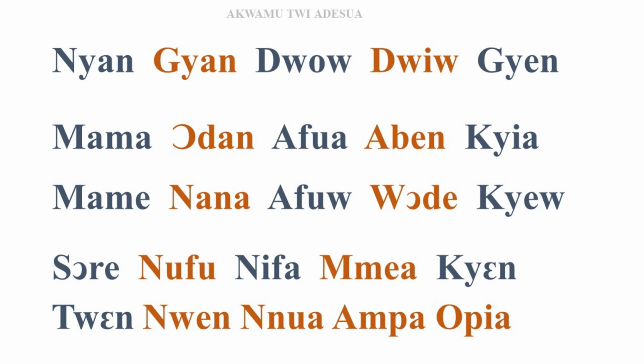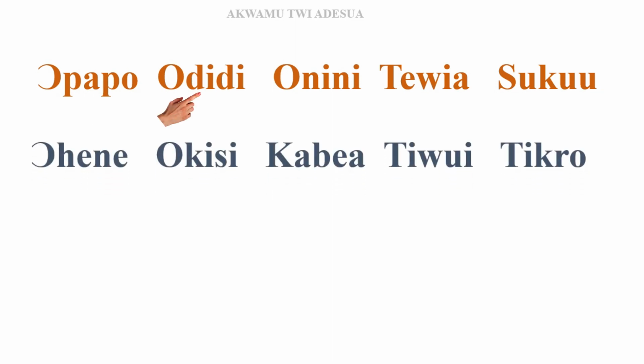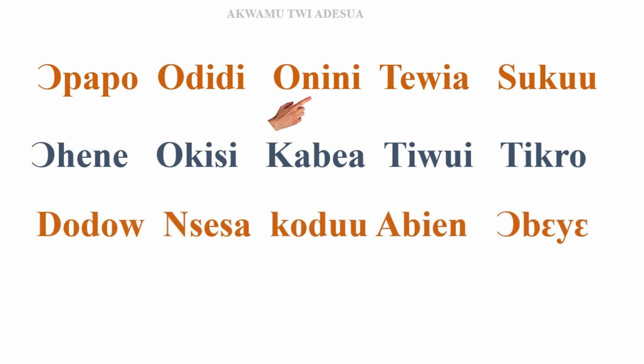We have looked at 2-letter words, 3-letter words, 4-letter words, and here we are going to look at 5-letter words. So here we have opapo, which is the o, opapo. Then we have odidi. We have i, odidi. Then we have onini.